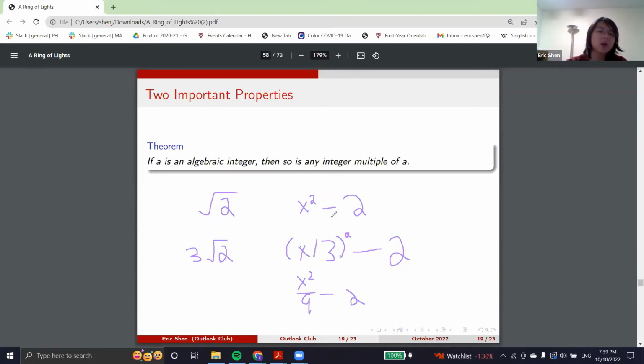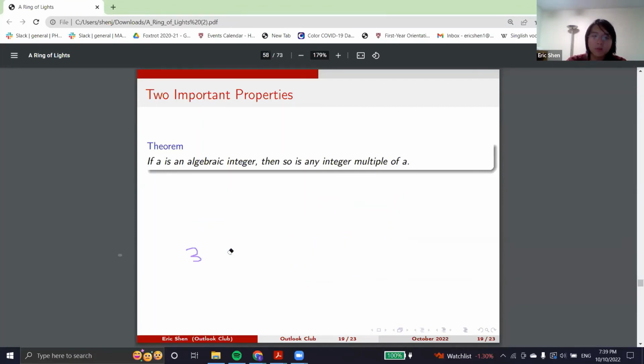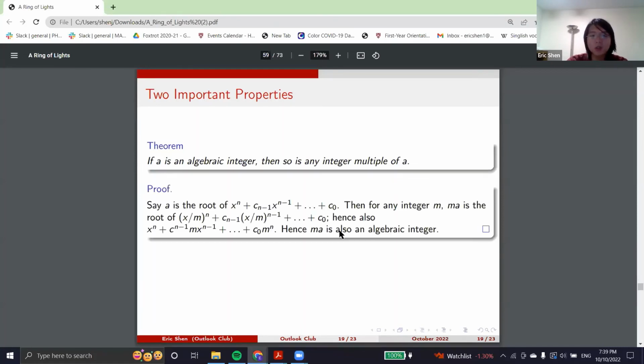So the way to make this into an integer polynomial, well, we can just multiply by 9. So this is equal to x squared minus 18, and it's still a root here. And in fact, we can do this with any polynomial, for any algebraic integer, in the sense that we can multiply out by the denominator and get an integer polynomial which ma is a root of. And so this gives us the fact that if a is an algebraic integer, then so is any integer multiple.